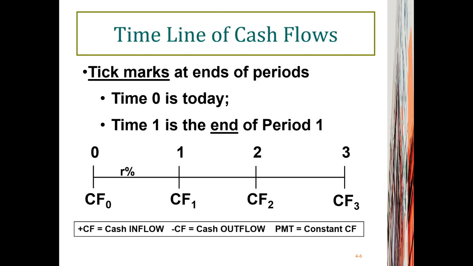And the second piece of information that you can learn from a timeline is the timing of every cash flow. For example, CF1 here is the cash flow that occurs 1 year from now. And the CF3 here is the cash flow that occurs in 3 years. And the last item that you will see on the timeline is that R%. What is that? That is the interest rate.